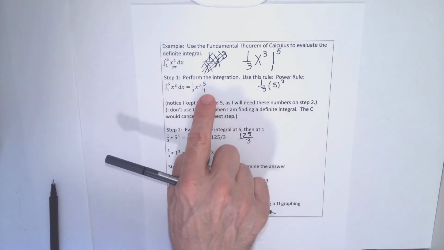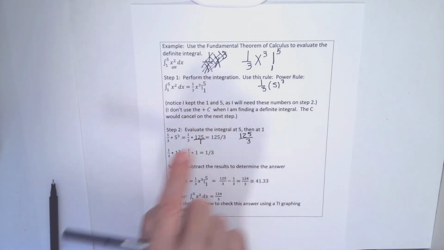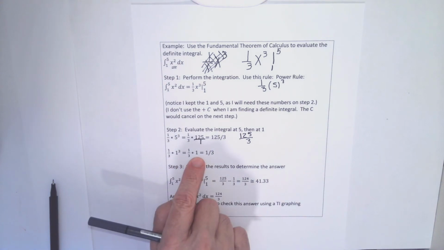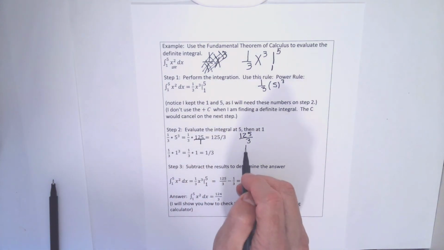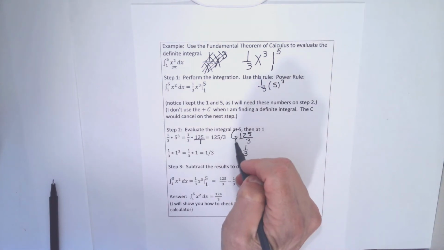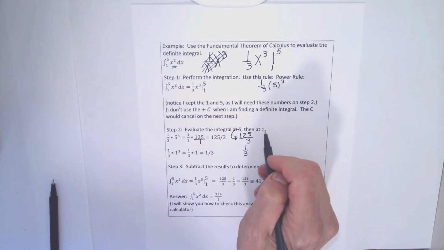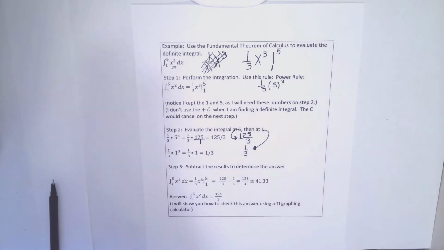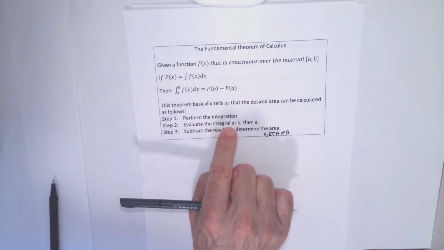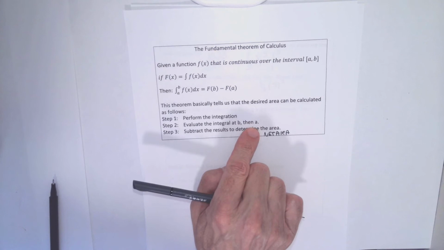And then I'll evaluate the integral at the smaller number, 1. So I'll do 1/3 times 1 cubed. 1 cubed is just 1, and 1/3 times 1 is just 1/3. So I evaluated the integral at the higher number and got 125 over 3. I evaluated the integral at the lower number and got 1 over 3. That's the second step of doing the integration. So I did the integration. I evaluated separately at the higher than the lower number.